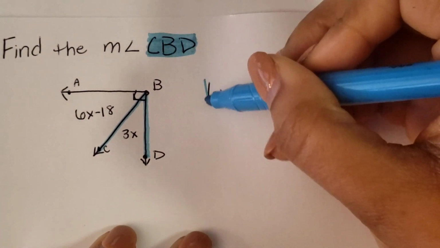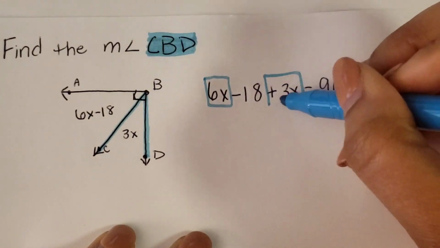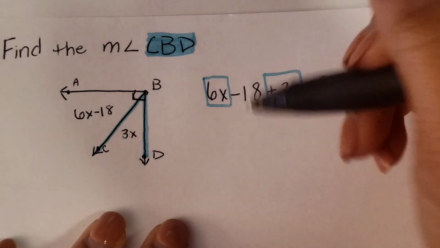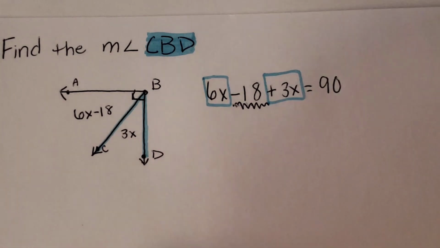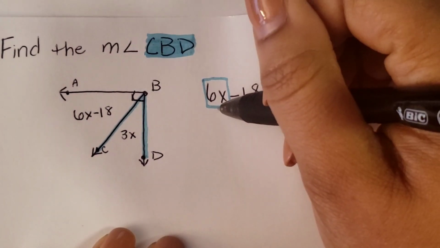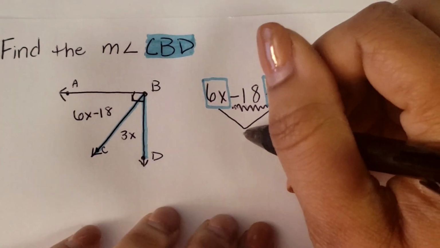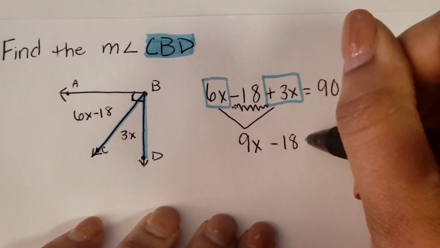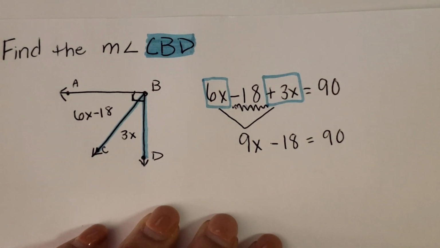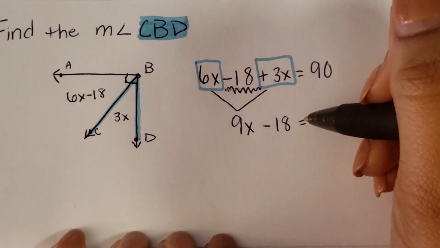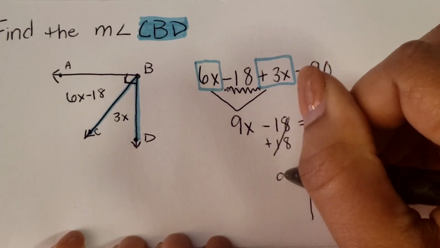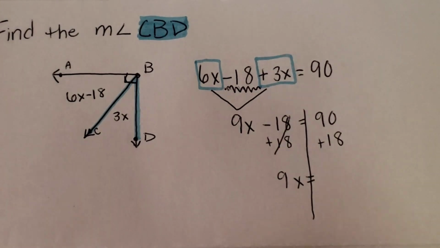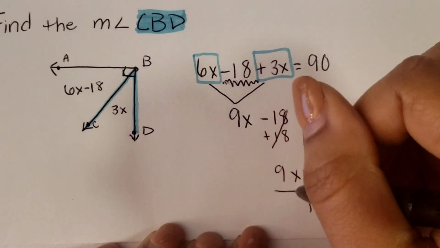From there, we're going to group our like terms together, which in this case, it's going to be the 6x and the positive 3x. Together, when you add those together, you're going to get 9x, and then you're just going to drop down your minus 18, and you're going to set that whole thing equal to 90. From here, we're going to solve this just how we've been solving equations. Draw our mirror, add 18 on both sides, and then we're left with 9x is equal to 108. From there, we're going to divide both sides by 9, and we're going to be left with 12.